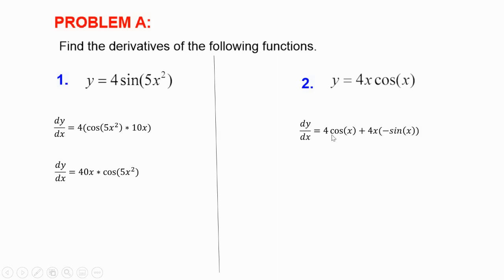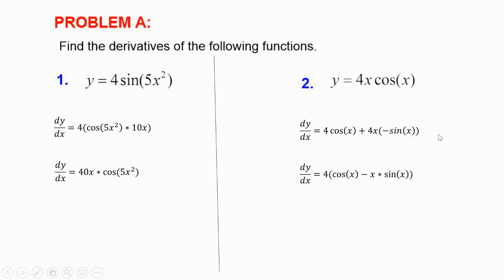Actually, okay, I didn't leave the 4 on the outside, but we could have. And I'm going to take the derivative of the 4x, which is just simply 4, multiplied by the underived second part, which is the cosine of x. Then I'm going to leave that 4x as it is. I'm going to multiply that by the derivative of cosine x, which is minus sine x.